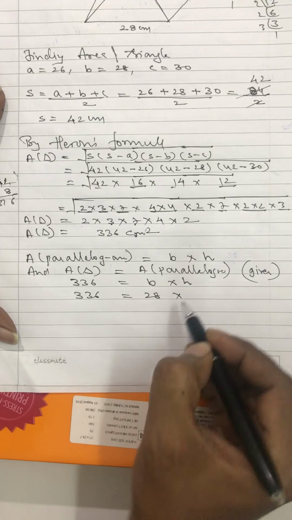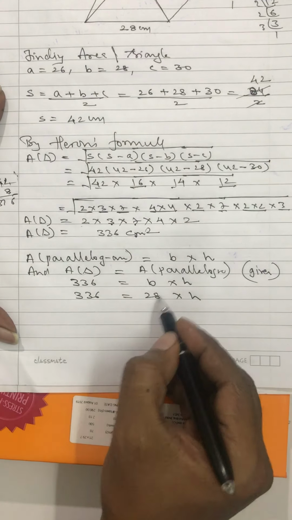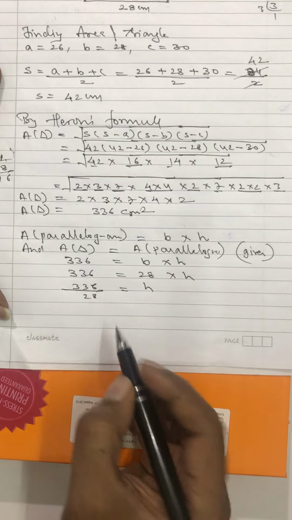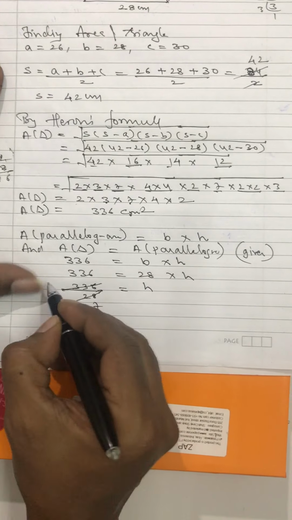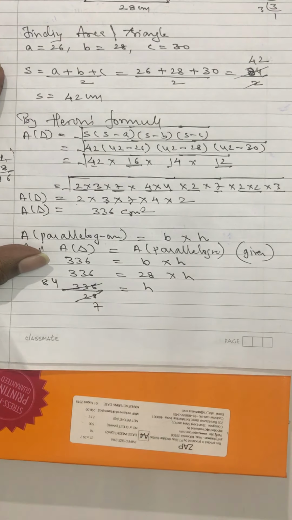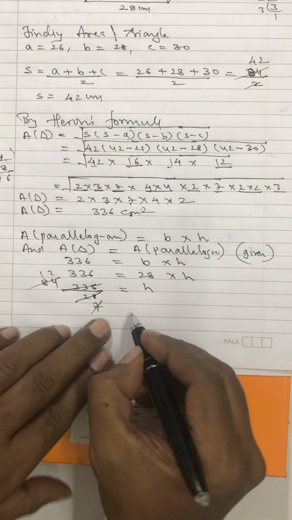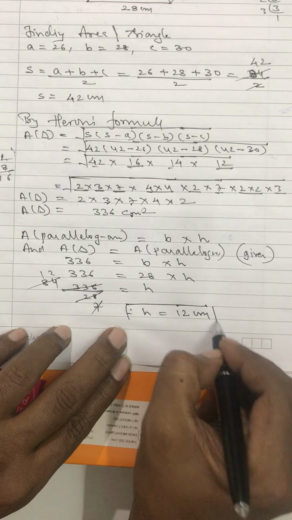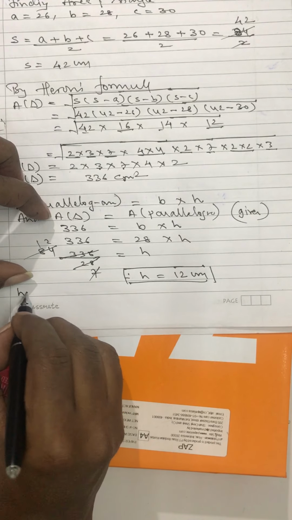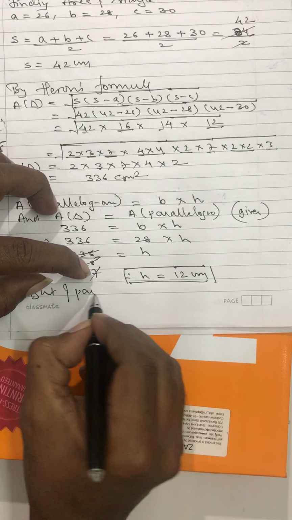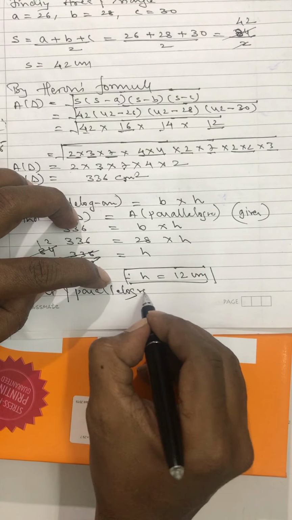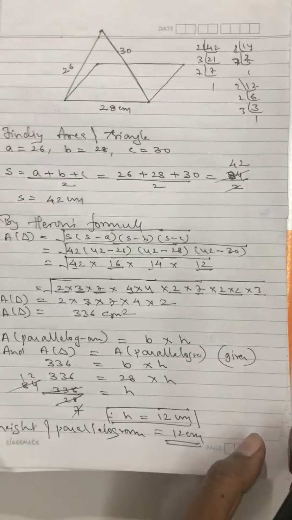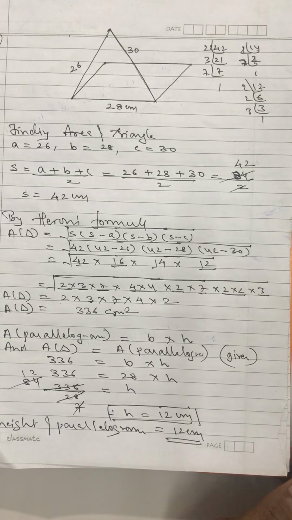336 is equal to 28 into height. Base is given to you as 28. So 28 comes over here to divide. So what do I get over here? 4 7s are 28, 4 8s are 32, 4 4s are 16, 7 1s are 7, 7 2s are 14. Therefore height is equal to 12 centimeter. So this is the answer. Height of the parallelogram is equal to 12 centimeter. Fine. So in this way we have done with the question number 4.